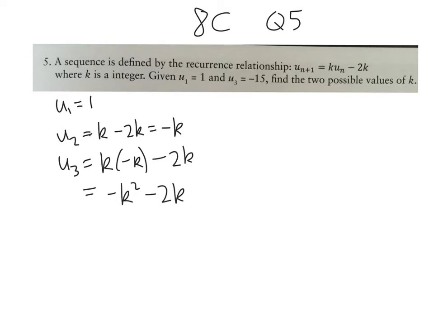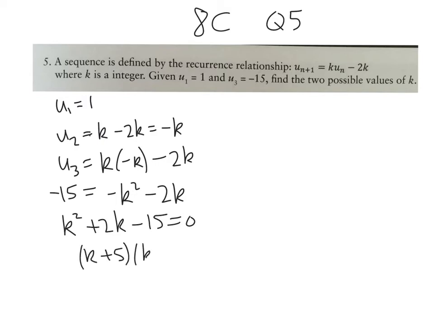But we know in the question that u3 is minus 15. So we can put, instead of u3, minus 15 there. If we bring everything over to the left-hand side, we get k squared plus 2k minus 15 equals 0. We can factorize that to get (k + 5)(k − 3) equals 0. And that means that k is minus 5 or 3. And then you could go back and check that by, u1 is 1, and then put in what your k is here and see would you get out minus 15 by the time you go through u2 and then u3.